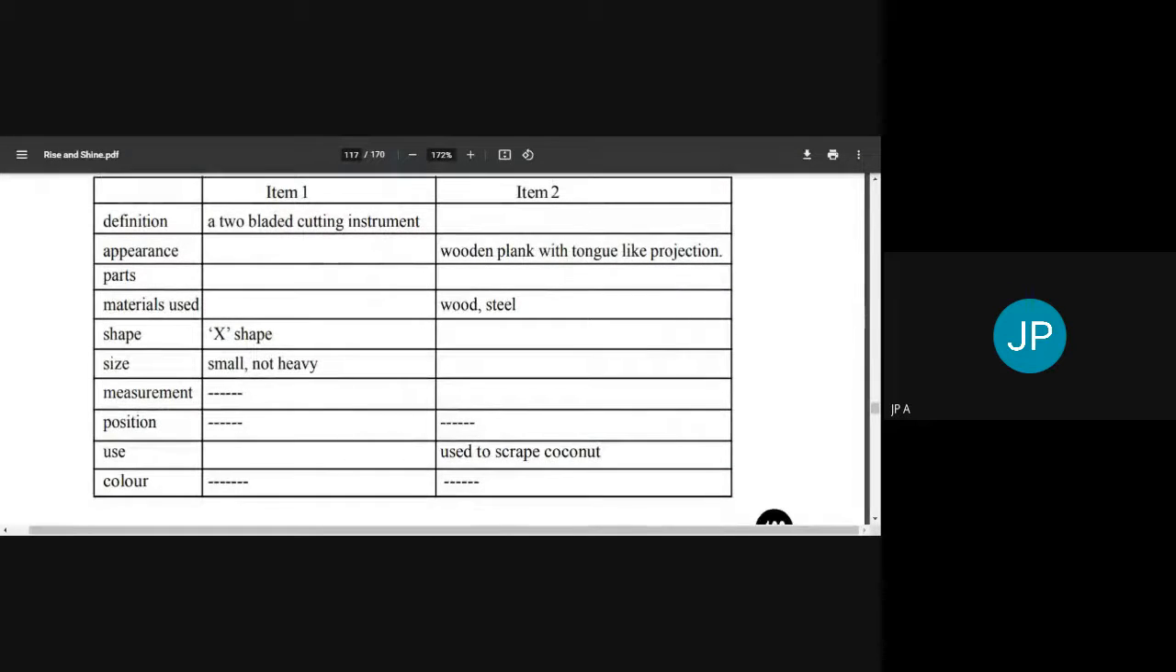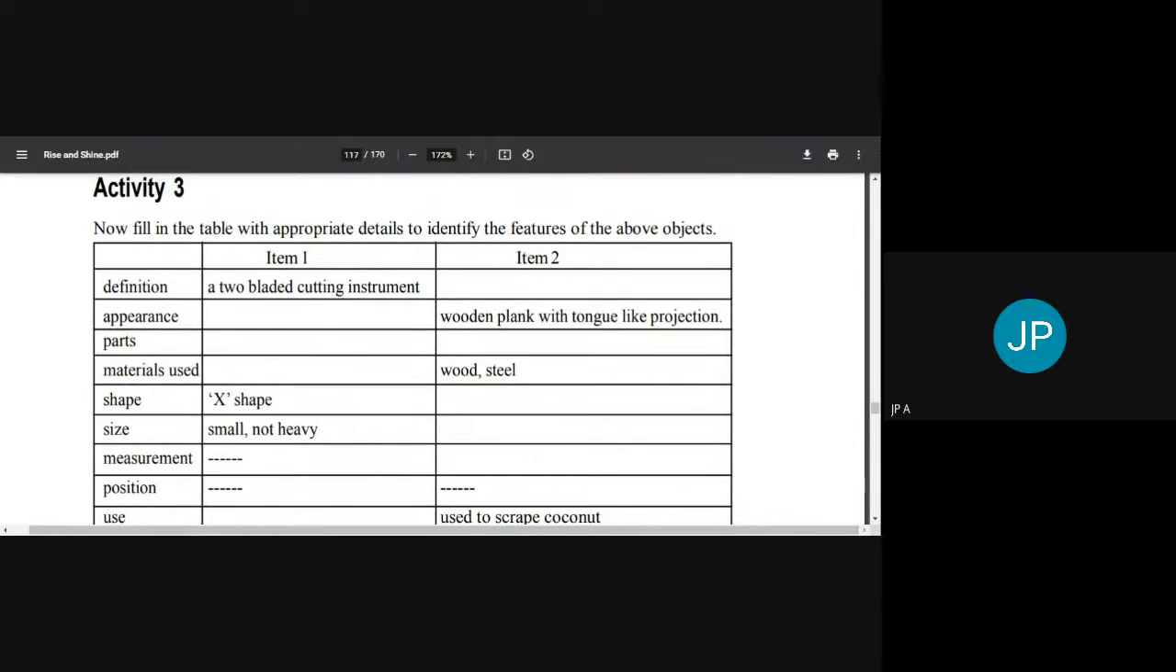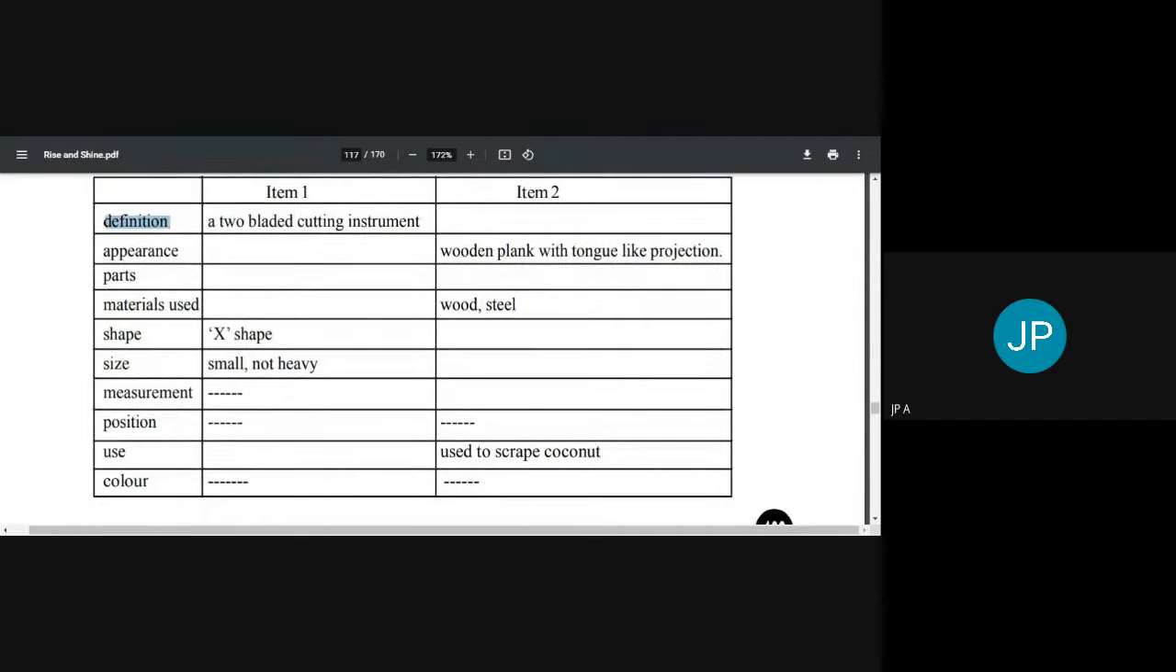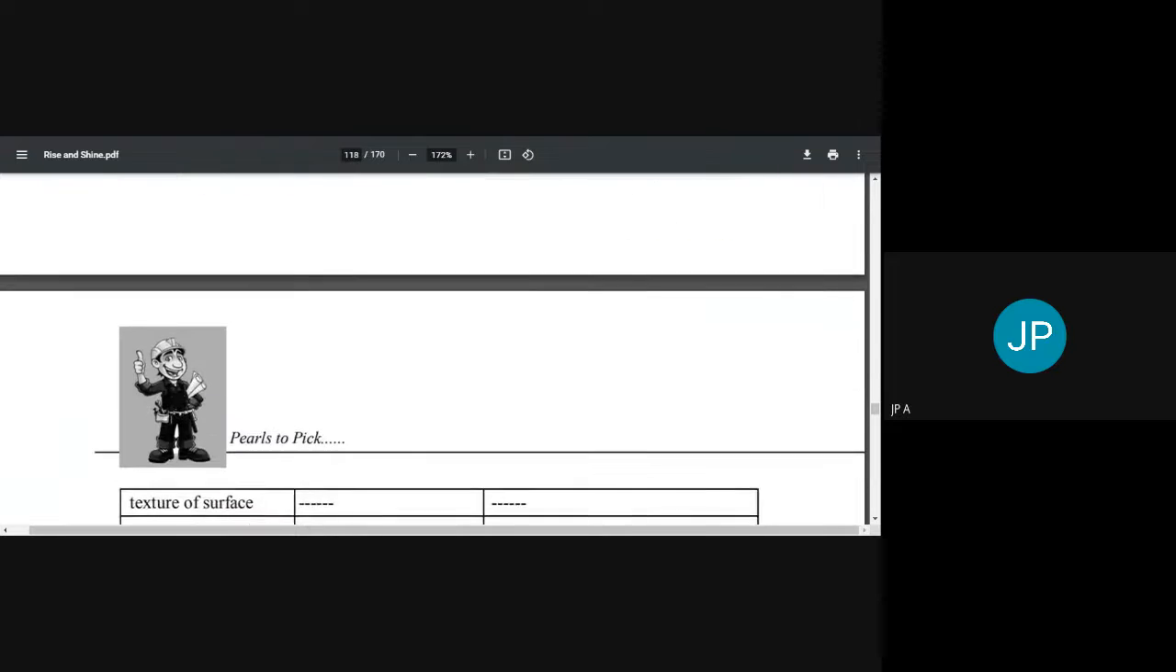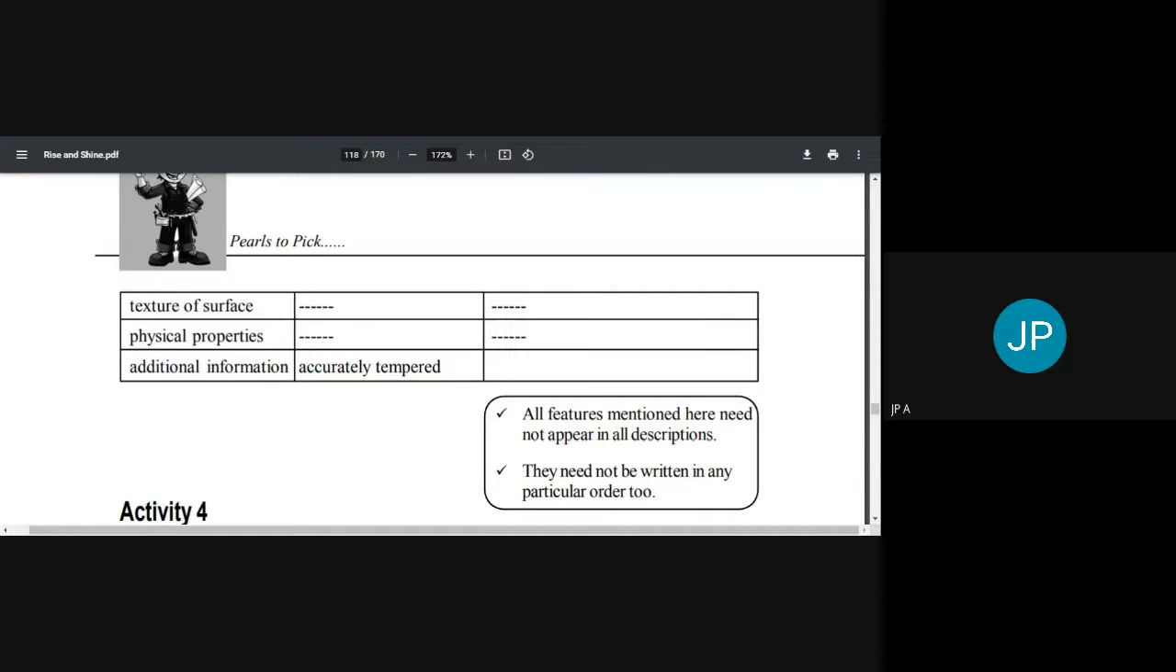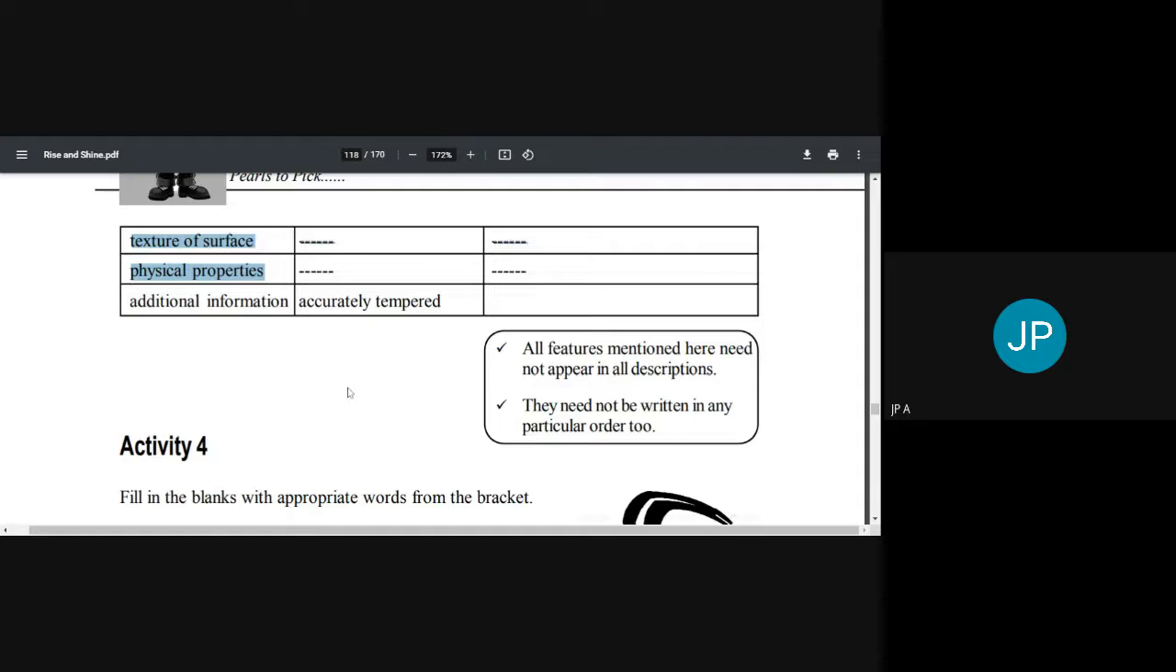So here in this activity, these are the different things that we did. First we talked about the definition and the use. Then we talked about the appearance, parts, material used, shape, size, measurement, etc. The position. Use we already said at the beginning. Color is not usually required here. Then the nature of the material. What are the physical properties? And if there is any additional information, we can give that too.